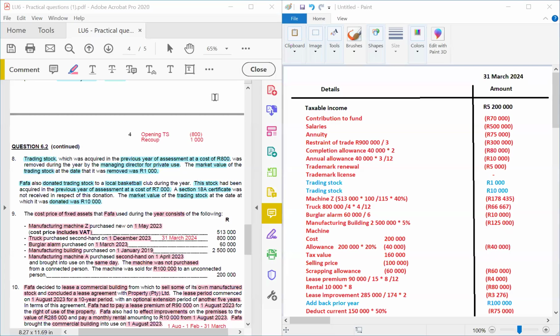So actually, if we look at it, the managing director took it for personal use. It's like you at your workplace, maybe there's something that you want and you just take it. So I don't know why the managing director took it, but that's what they are saying.